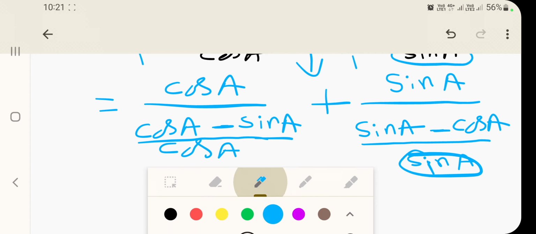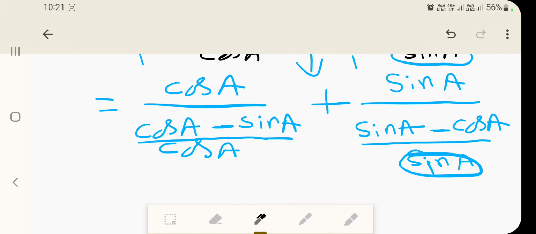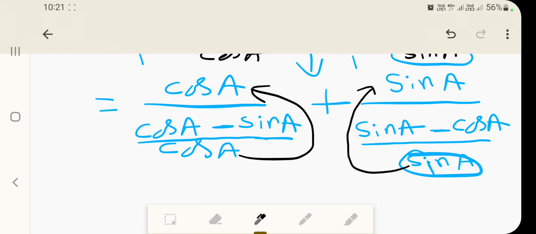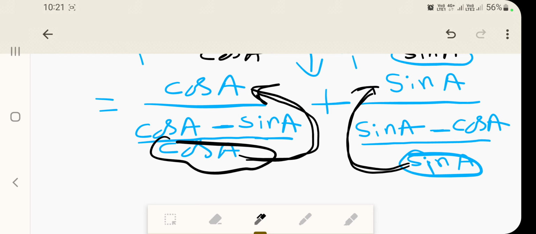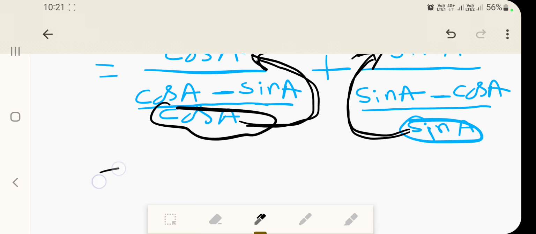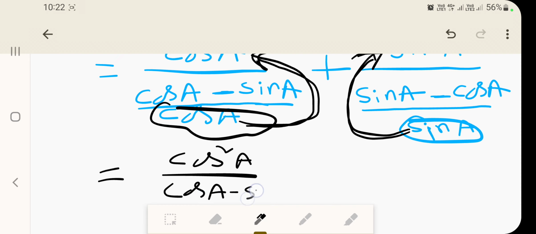Now what we are going to do is take the denominator of the denominator, this cos A, into the numerator, and this sin A into the numerator. Because this cos A is in the denominator of the denominator, it automatically goes into the numerator. So cos A into cos A in the first term gives cos square A divided by cos A minus sin A.